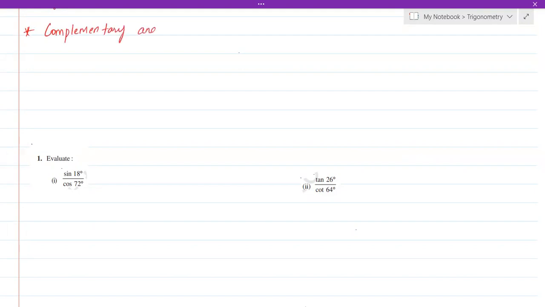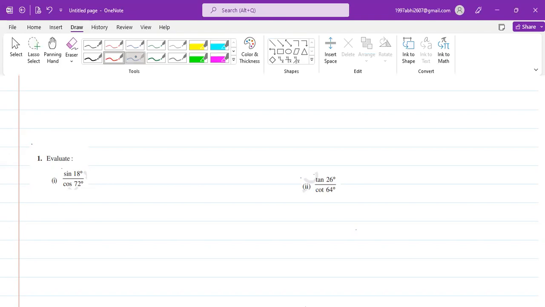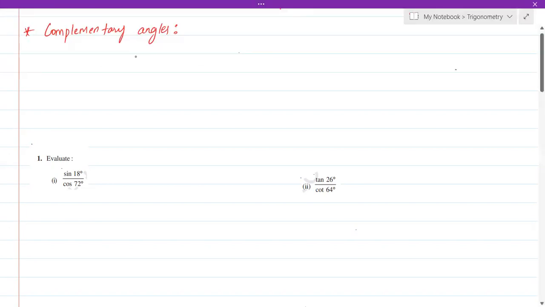Now, you know what are complementary angles, right? Two angles are said to be complementary to each other if their sum is 90 degrees, that is, if you add them and you get the answer as 90, those two angles are said to be complementary to each other, isn't it? So let's take a right angled triangle.